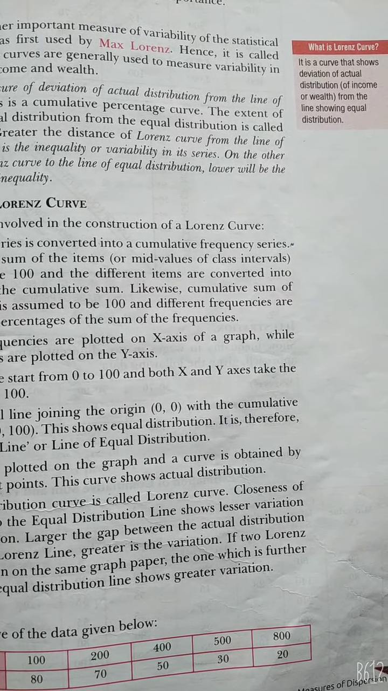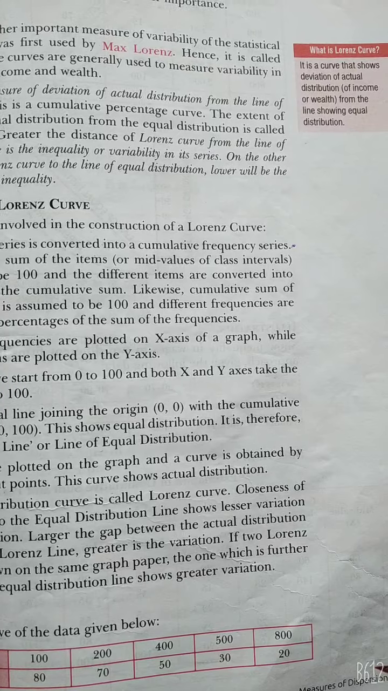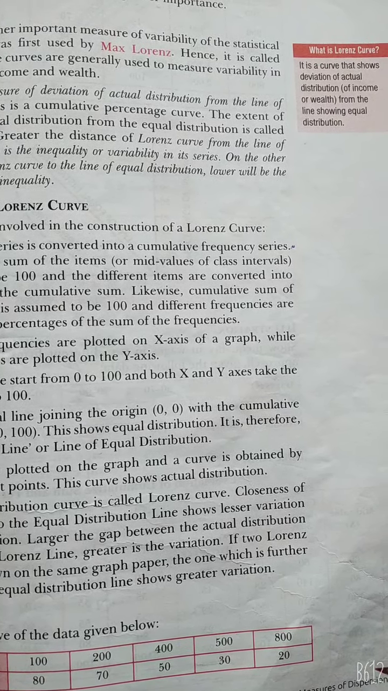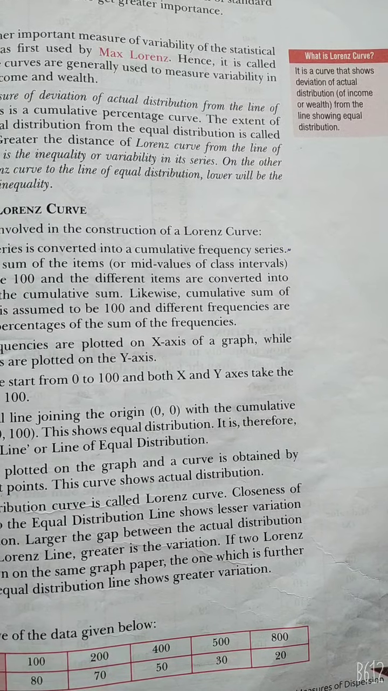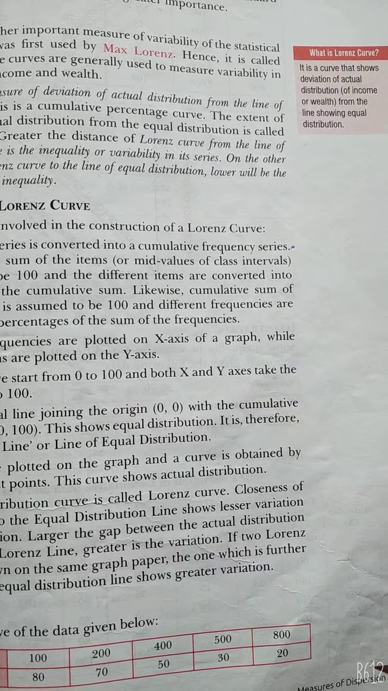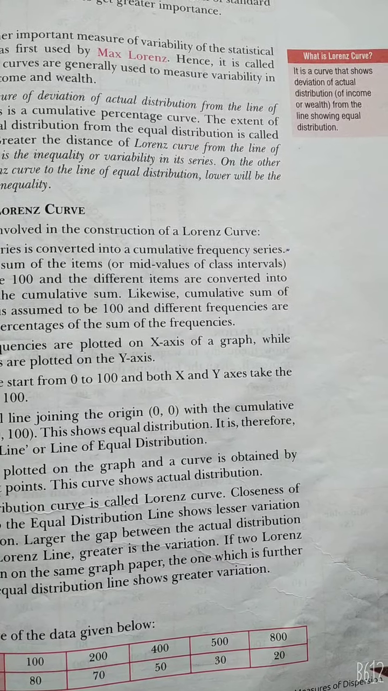On both axes we start from 0 and go to 100. Draw a diagonal line joining 0,0 with the cumulative frequency 100,100. This shows equal distribution. It is therefore called the equality line or line of equal distribution.